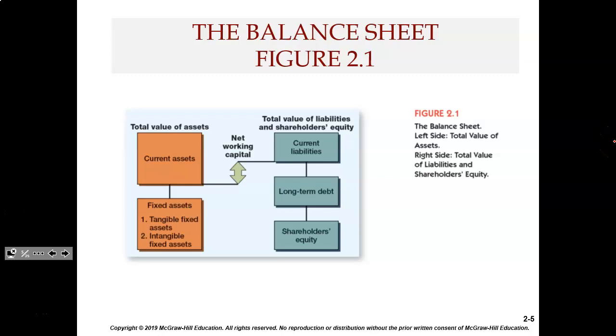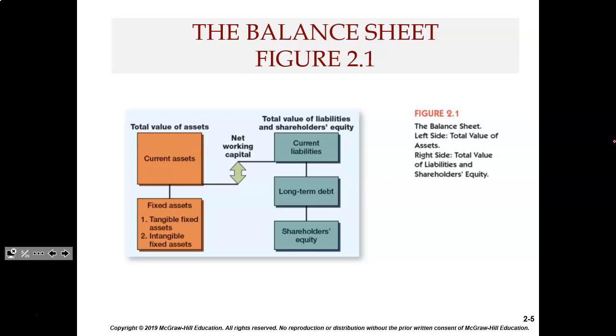Okay, so now in chapter 2, we're going to move on. Now we're going to look at balance sheets and income statements. The first thing we're going to look at is the balance sheet. The balance sheet is a snapshot of our company at a specific point in time. You can see here we have our assets listed on the left side of our balance sheet.